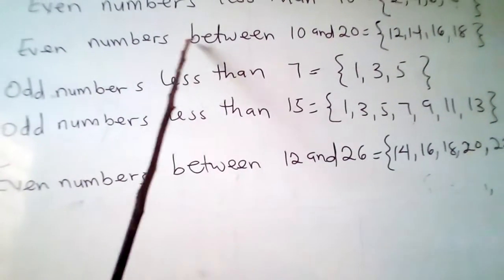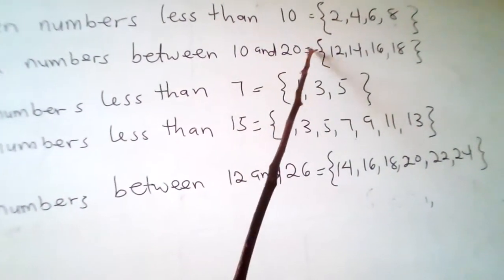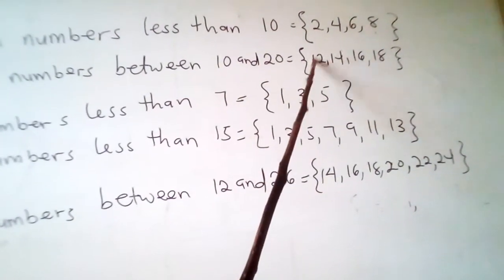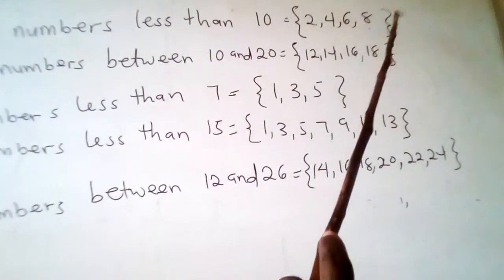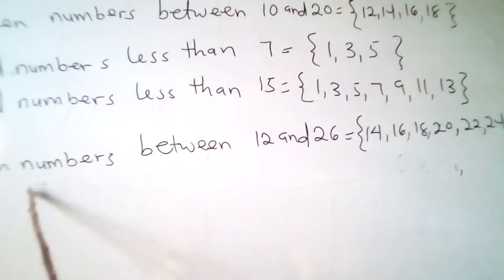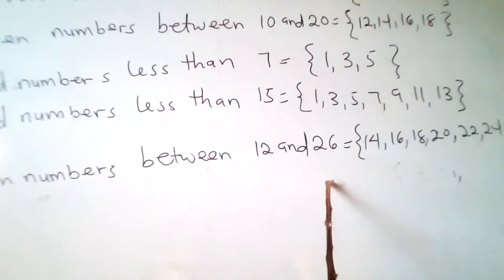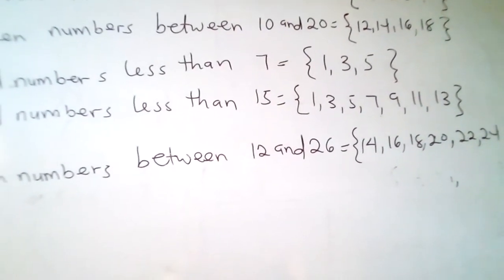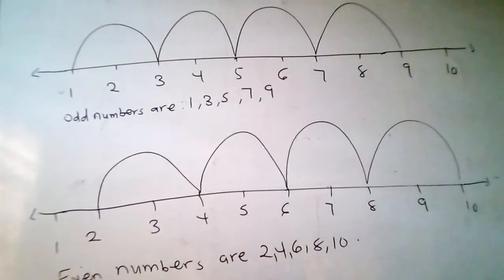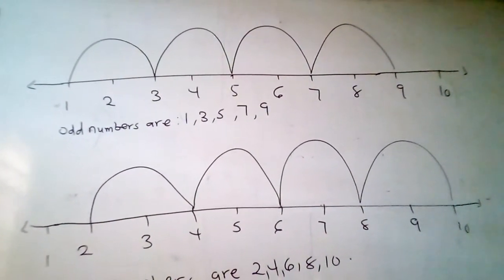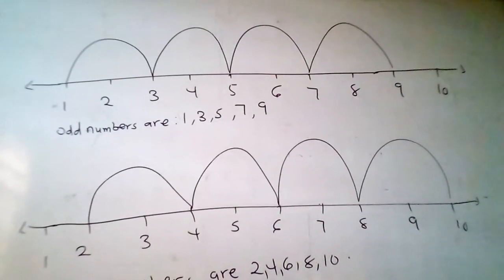For example, between 10 and 20, 10 was not included. We didn't include 10, and then 22, we didn't add it. The same thing here: between 12 and 26, 12 and 26 weren't part of the answers. So odd numbers and even numbers could be generated by skip counting in twos.